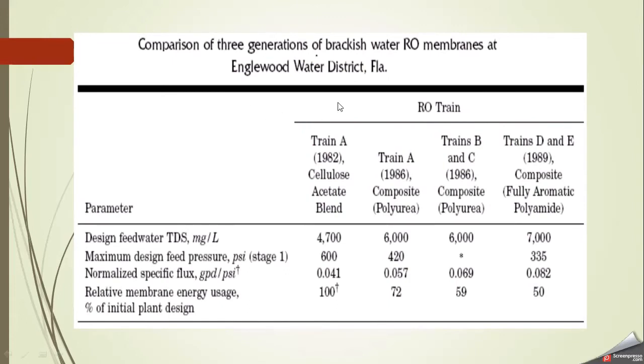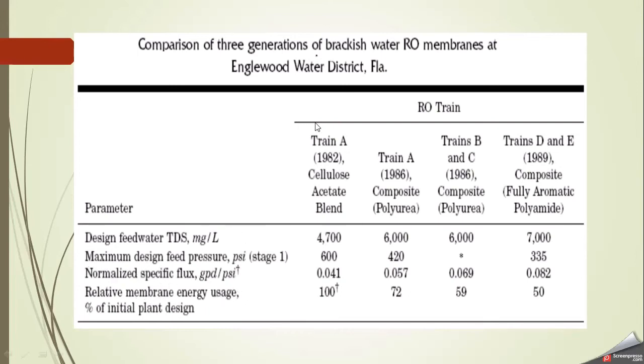Now there is one case study with the passage of time. Here we are comparing the cellulose acetate, polyurea composite based and polyamide based membranes and their development with the passage of time. This comparison is made up of 3 generations of brackish water RO membrane at Englewood Water District. Now these are some design parameters: maximum feed design pressure, normalized flux and relative membrane energy.